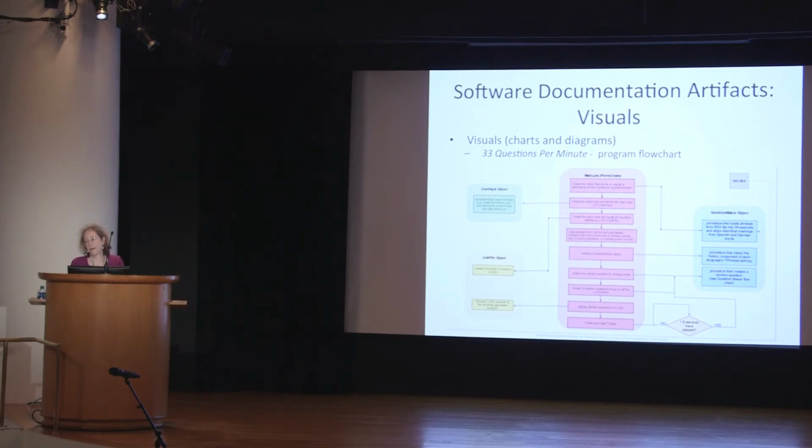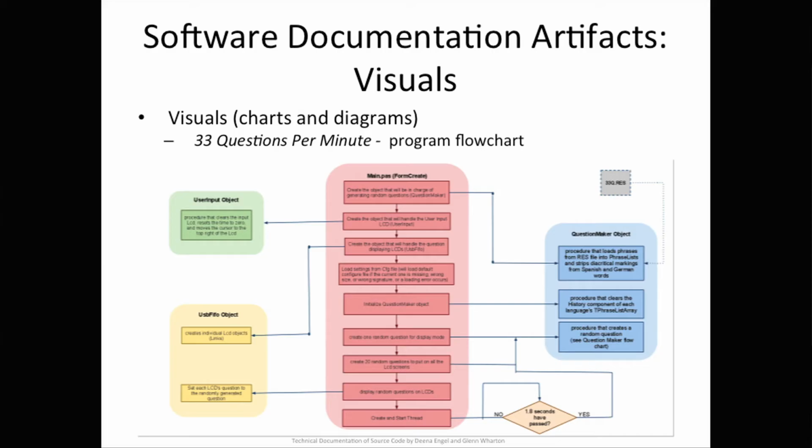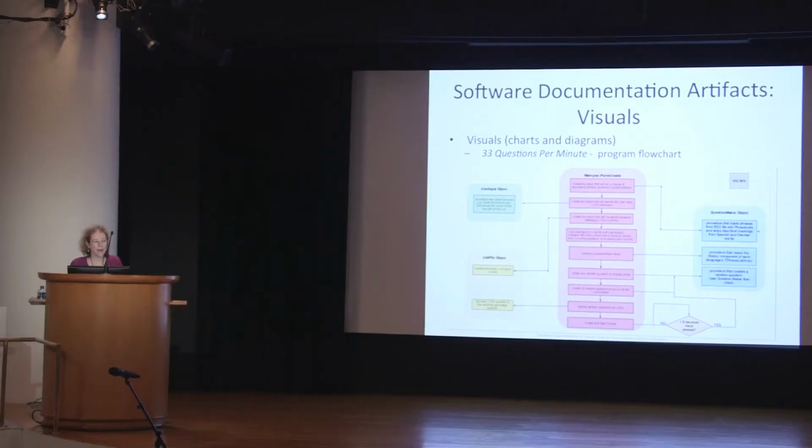Visuals can be very useful. This is the program flowchart from 33 Questions per Minute. Because it was in a language that most people are no longer familiar with, it was very useful to have a program flowchart, to be able to identify how the programs were called, because the way that they were actually stored in the text files did not match how they were actually being called because of the nature of this language.